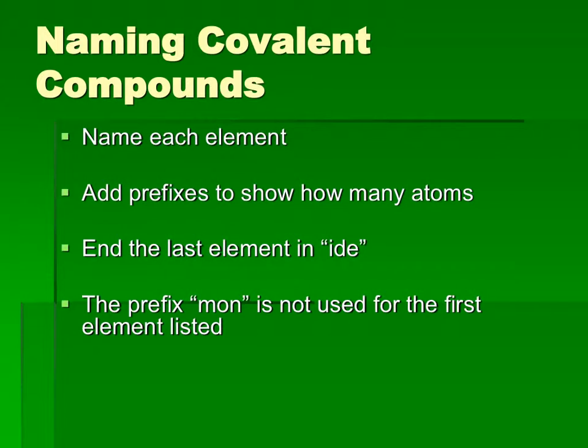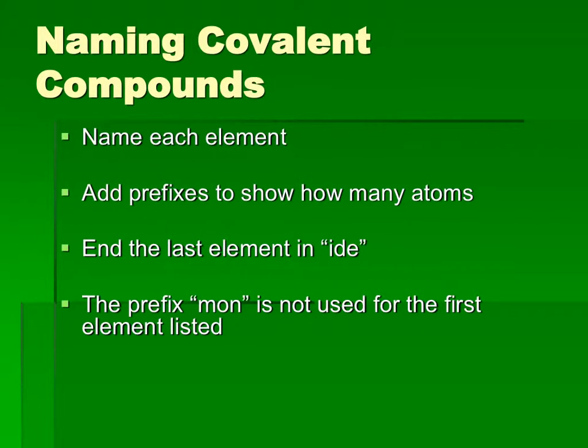When you are naming covalent compounds, the first thing you need to do is write the name of each element. Second thing is add prefixes to show how many atoms. Last thing is change the end of the last element to an IDE ending, so that rule is actually the same as it is for ionic. And then the fourth thing is that the prefix mon is not used for the first element listed. Let me give you an example that ties in all 4 of these rules.